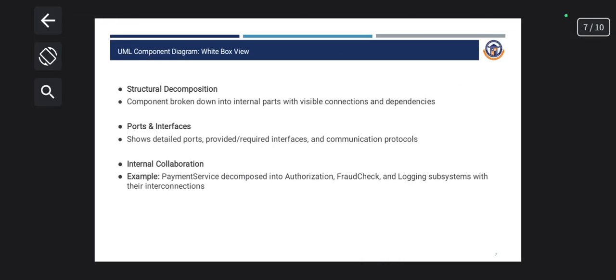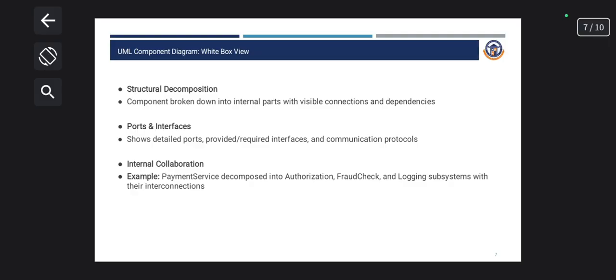So, the next one is UML component diagram, white box perspective. In this view, the component is broken into its internal parts, showing all the connections and dependencies. You can see how the internal pieces work together to provide the component's functionality. It also shows detailed provided and required interfaces and communication protocols, making it clear how each part interacts with the others.